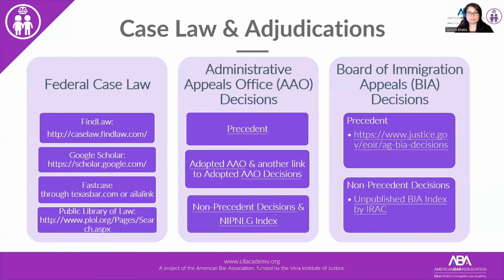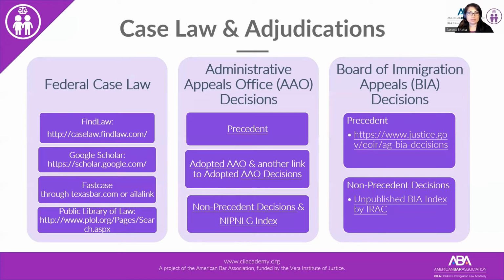Non-precedent decisions are published by USCIS on its website. Additionally, the National Immigration Project of the National Lawyers Guild updates their index of unpublished AAO decisions 3 times a year. Then we have the Board of Immigration Appeals, or BIA, which reviews immigration judge decisions from court.